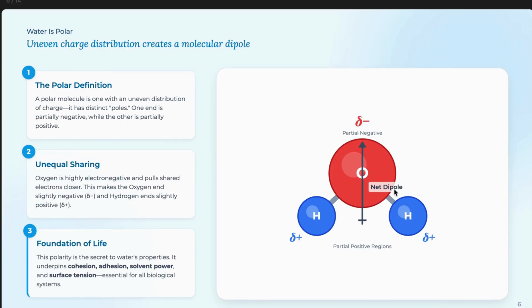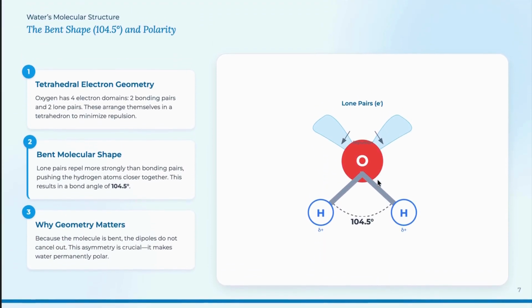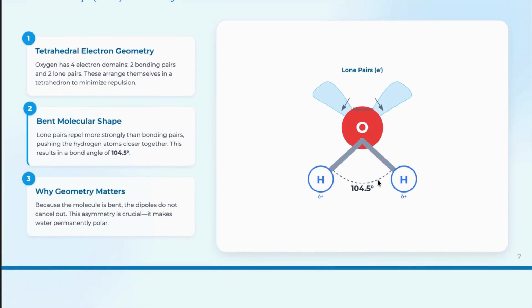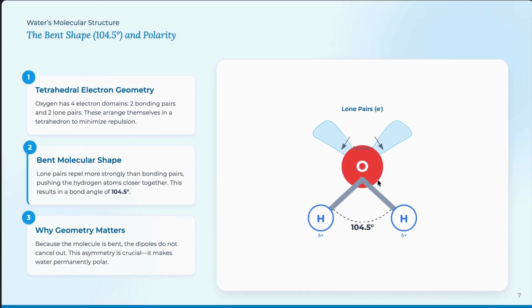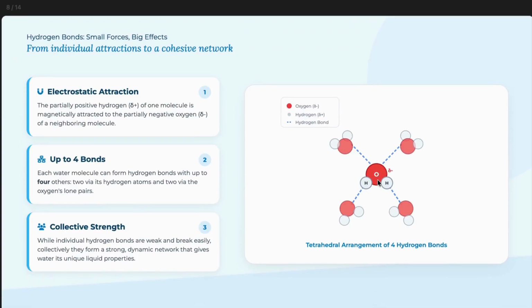Hydrogen bonds are weaker than covalent bonds but very strong collectively. Each water molecule can form up to 4 hydrogen bonds. These hydrogen bonds are responsible for cohesion, as water sticks to itself, adhesion, as water sticks to other surfaces, surface tension, high boiling point, and capillary action.